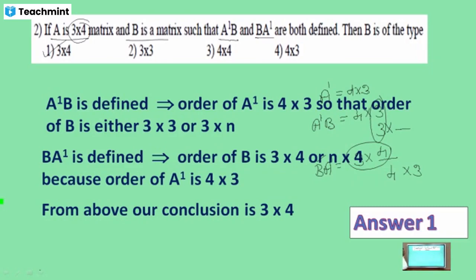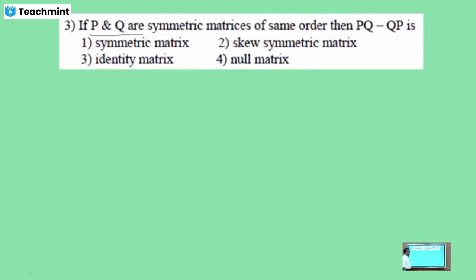In the third question, what are you observing? P and Q are symmetric matrices. When do we call a matrix a symmetric matrix? If the given matrix P is equal to its transpose and Q is equal to Q dash or Q transpose, then we conclude that the given two matrices are symmetric matrices.